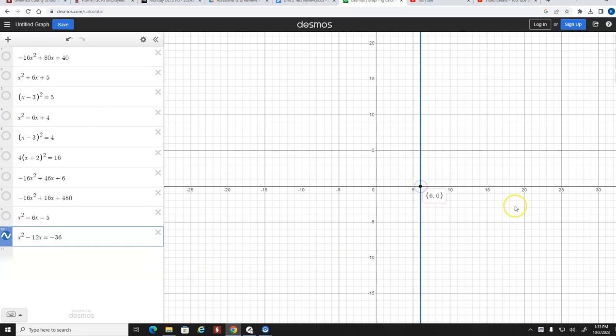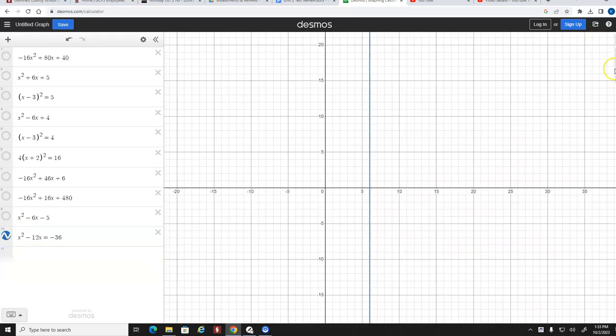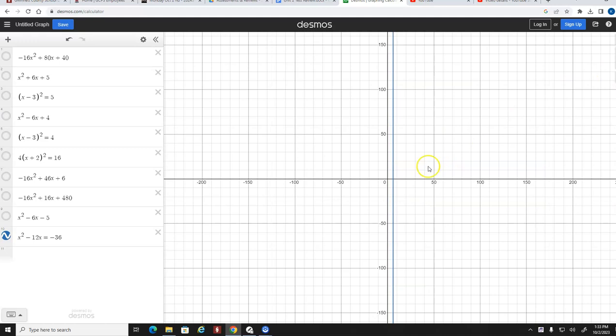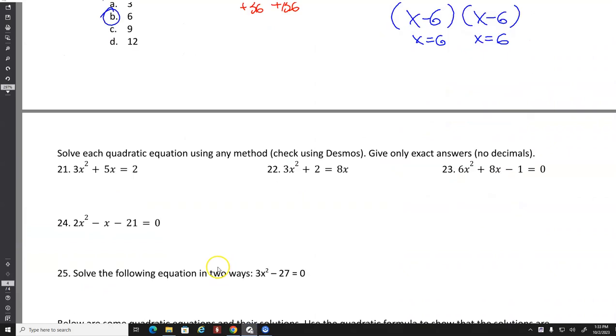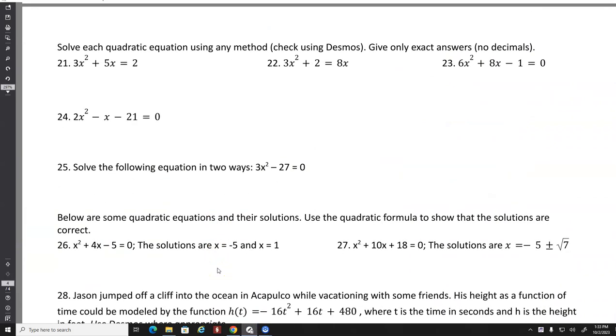Okay, it's 6. That's the only answer it gives you. So I just typed it incorrectly. So you can again check your answers as you go. All right. Now I'm going to solve these ones. Okay. So here it's asking you to solve and then check your answers in Desmos. Okay. All right. Question 21.